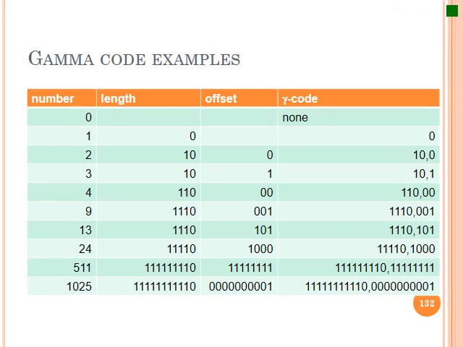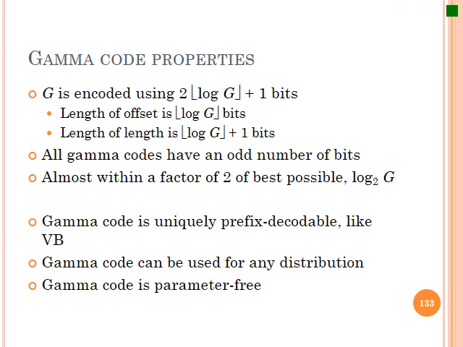All right, so if you take a look at examples, these are the original numbers, this is the length, this is the offset, and the concatenation of that becomes the gamma code. So the property of gamma code is that if you have a gap G, you can encode it using basically 2 times log G bits. The reason is that the length of the offset is log G, and the length of the length is log G plus 1. So together it is 2 log G plus 1.